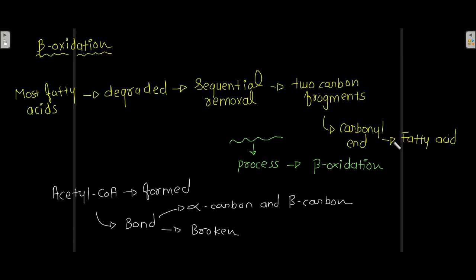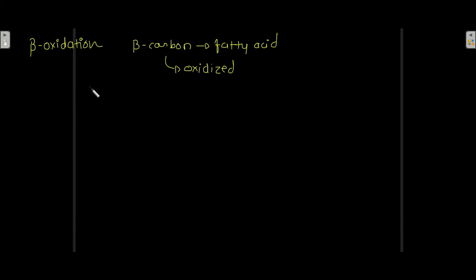Now, this process is known as beta oxidation because the beta carbon of the fatty acid is oxidized. Okay, a fatty acid has a beta carbon, that beta carbon is oxidized, and that is the reason why this process is known as beta oxidation.